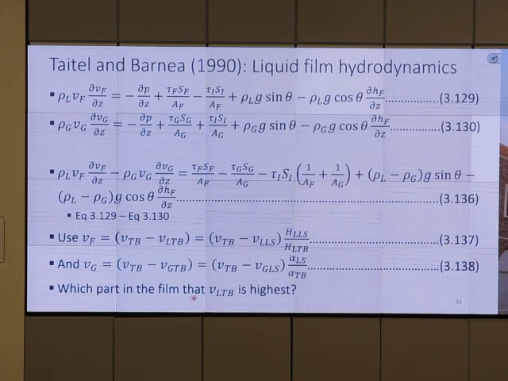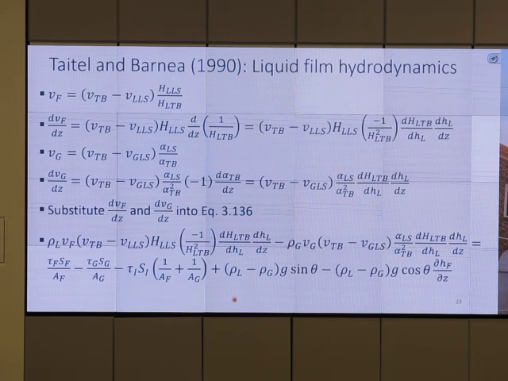Which part in the film has VLTB higher? Lower Z or higher Z? Lower Z. So when it is closer to the tail of the slug body, VLTB is highest, right? Okay. So we have an equation for VF based on the X relationship, right?